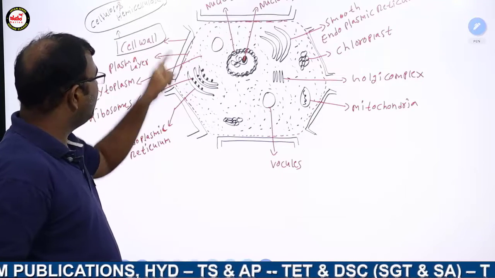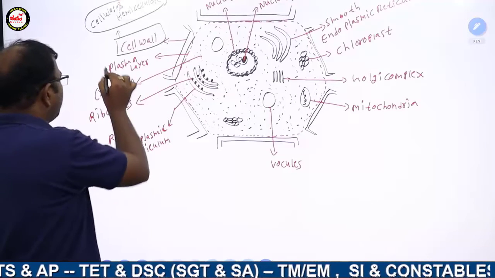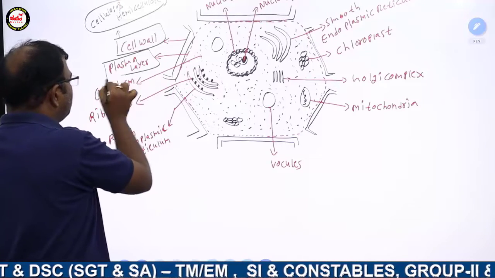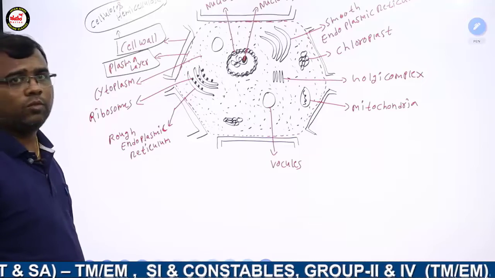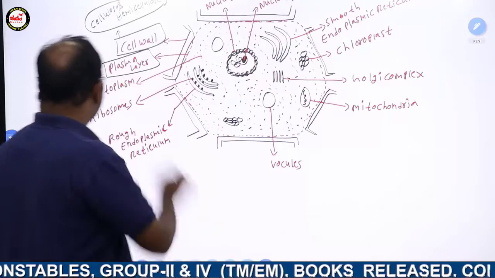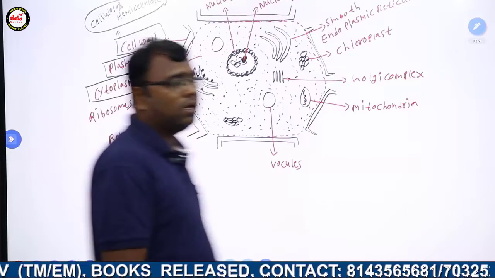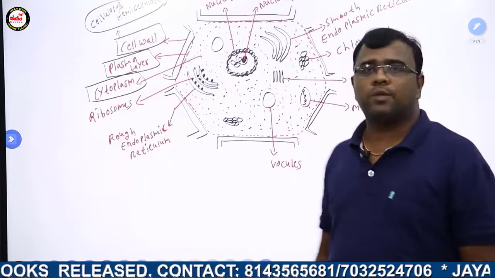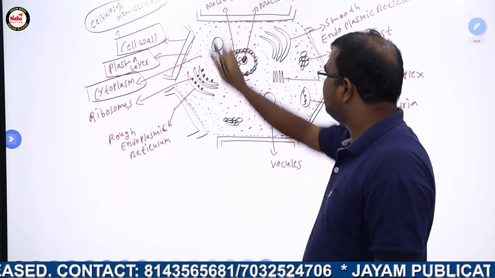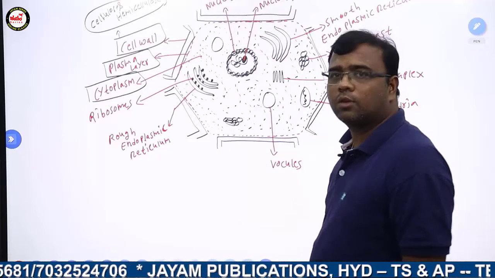Inside the cell wall, one layer is present. That layer is the plasma layer. Inside the plasma layer, the cytoplasm is present. These are the total cytoplasm.